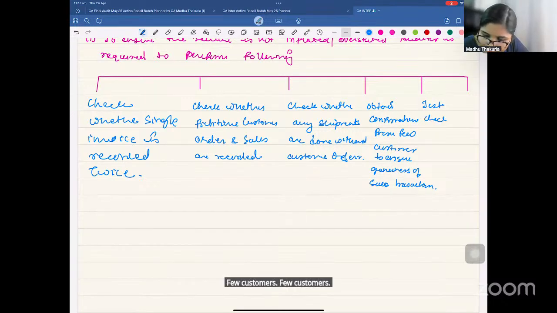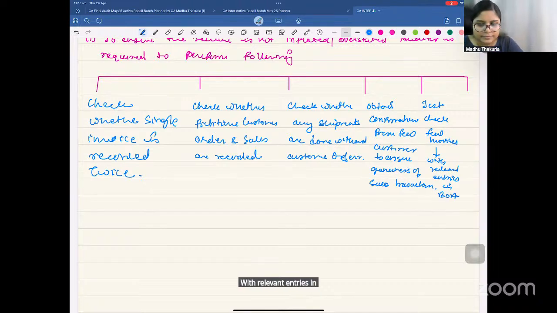Test check few invoices with relevant entries in books of account.